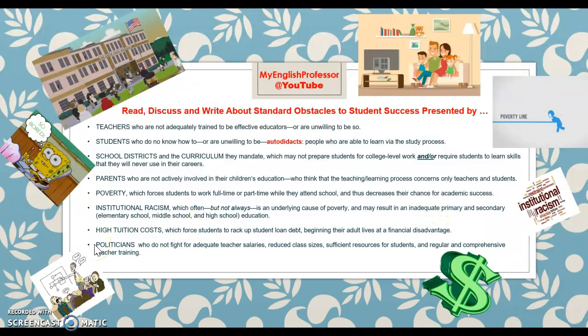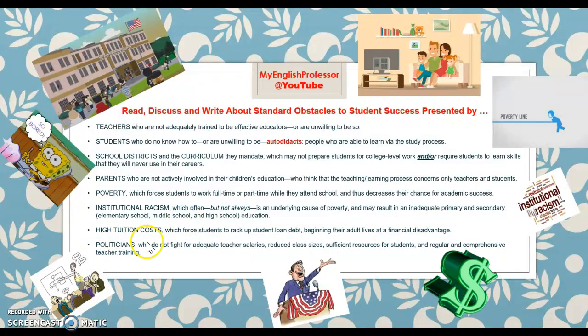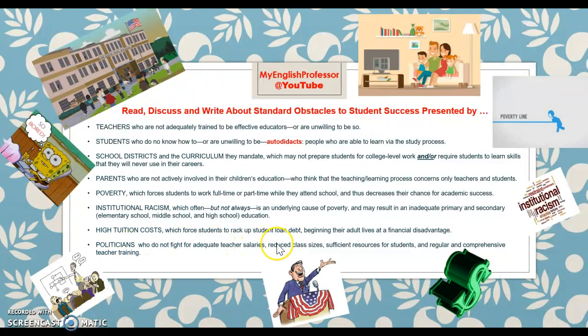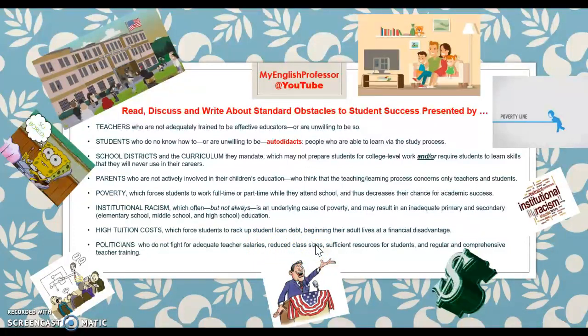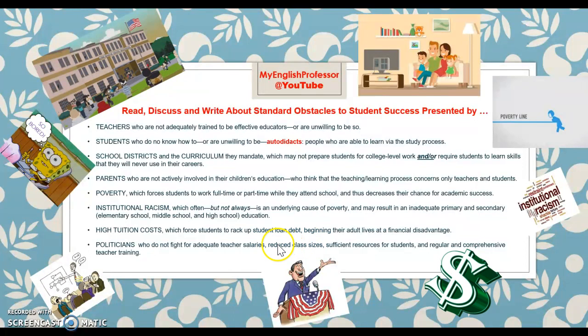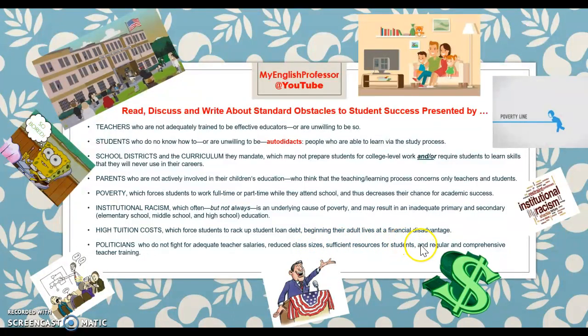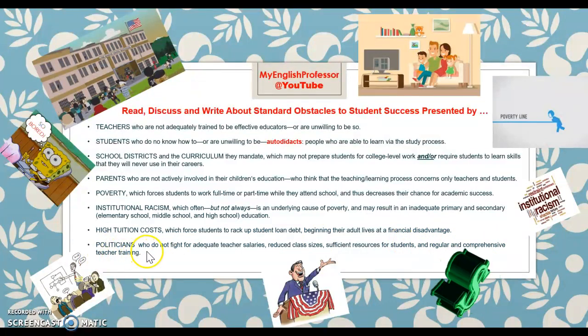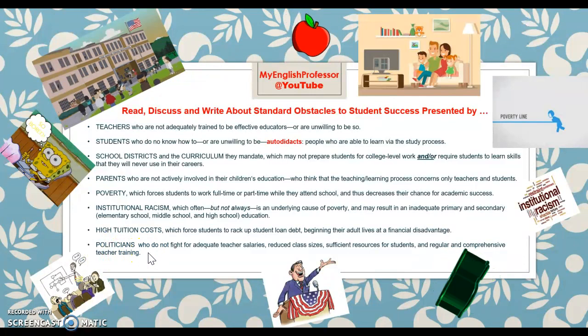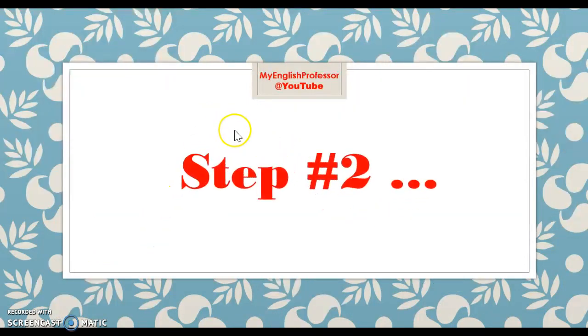And our last obstacle, a standard obstacle to student success, politicians who do not fight for adequate teacher salaries, reduced class sizes. Did you know that the average class size in the LAUSD is 33 to 43 students? That's a lot. These politicians also don't fight for sufficient resources for students, tutoring, all the things they need, and regular and comprehensive teacher training, which teachers need and they deserve. Okay, so that's step one. What's step two of this process of our workshopping the essay and writing the term paper? Let's find out.